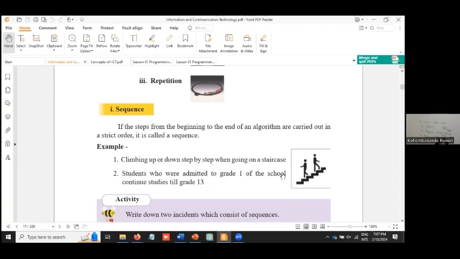Another one: students who were admitted to grade 1 of this school continue studies till grade 13. After finishing grade 1, you have to go to grade 2, 3, 4, 5, 6, 7. After passing grade 1, you cannot go to grade 10 or 11. You have to pass step by step. You cannot skip those steps. That is a characteristic of the sequence. Sequence, remember that.